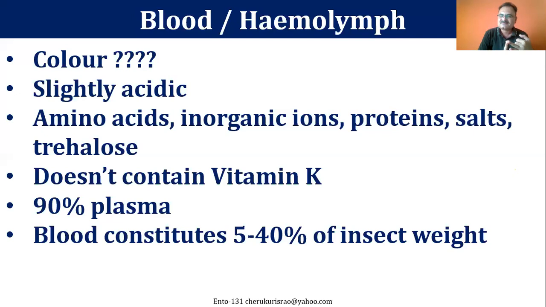And insect blood has both plasma and also blood cells, hemocytes. So 90% is watery plasma and the remaining 10% are the blood cells. Usually the volume and quantity of the blood is about 5 to 40% of the total insect weight.